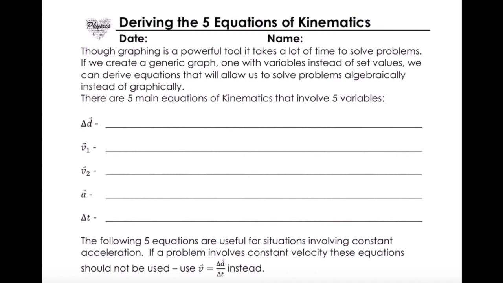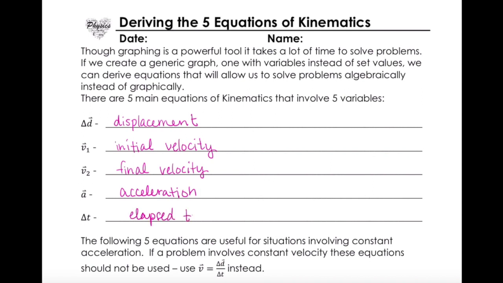Okay, so there are 5 main equations of kinematics that involve 5 different variables. So we're going to identify the different variables. So the first one, the change of position, is going to be displacement. V1 is going to be the initial velocity. Okay, that should be familiar from our previous notes. V2 is going to be our final velocity. A is going to be acceleration. And then delta T is going to be elapsed time or change in time.